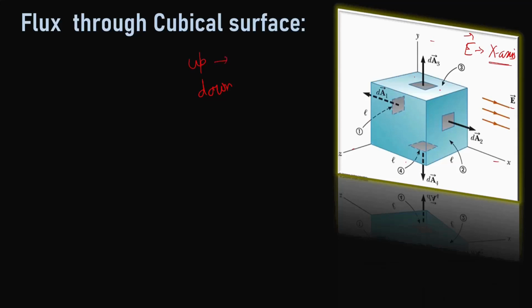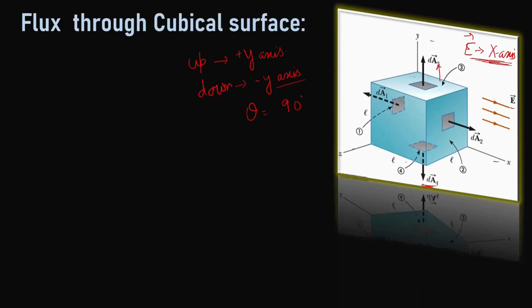For the upper face, its area vector will be pointing along the positive y-axis. You have to keep this in mind, the direction of the area. Again for the down face, that is A4, represented by dA4, it will be pointing along the negative y-axis. So the upper face is positive and the downward face is negative y-axis, and the direction of electric field is fixed, along the x-axis. So the angle between the electric field and the area vector comes out to be 90 degrees. Angle between x and y axis is 90 degrees.